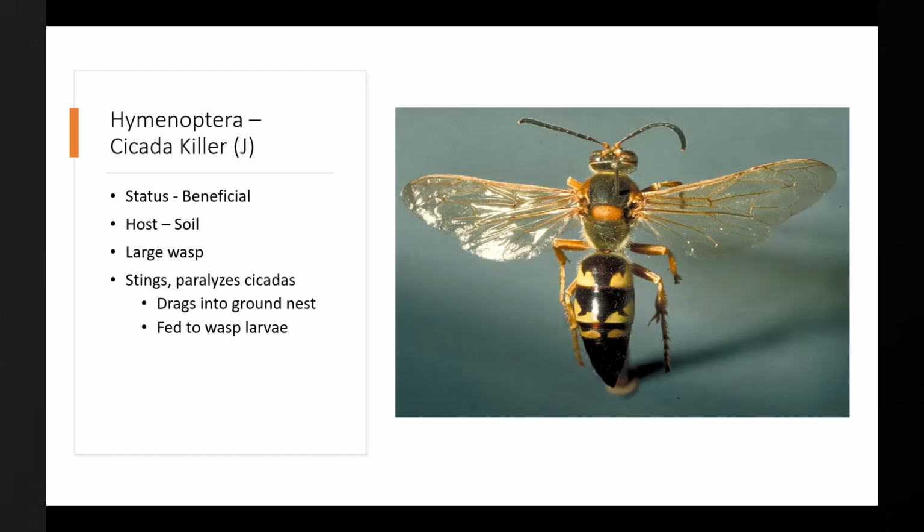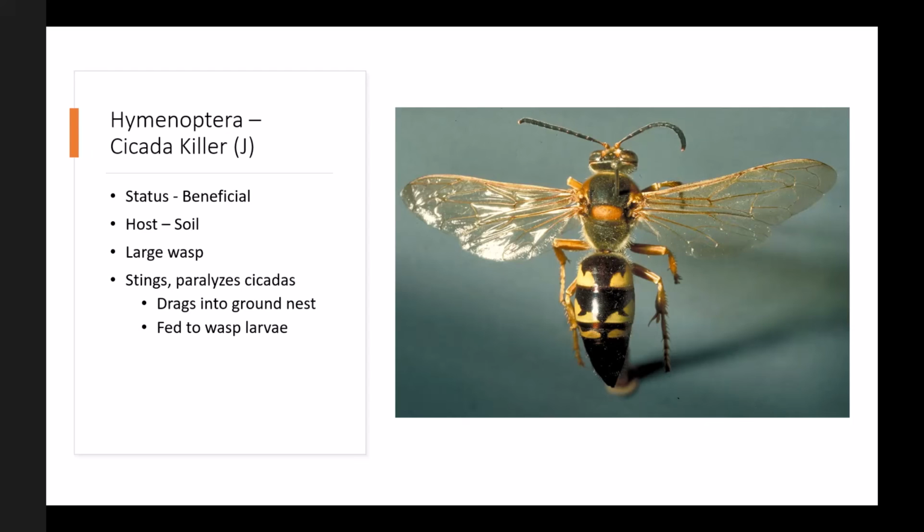It will first make a burrow or a tunnel in the ground, lay its eggs in there, sting and paralyze a cicada, drag it into that burrow, and then when the egg hatches and that little larvae is there, that's what it's being fed, are cicadas. So they're a predator, they're not harmful, they're helping keep other insects in check as far as populations go, and so we consider these to be beneficial.